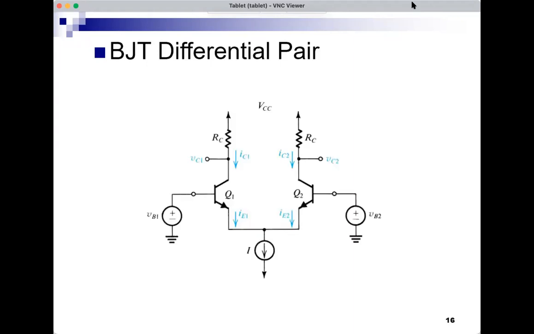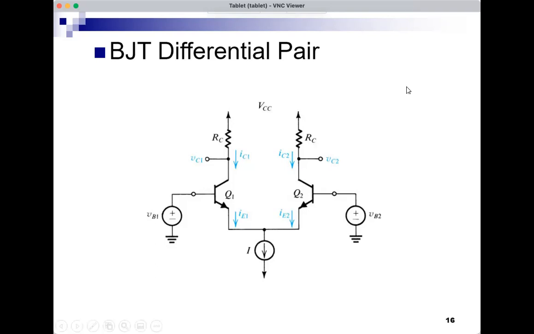We will start today with the BJT differential amplifier or differential pair, which is an implementation of the differential pair that we saw, but now with bipolar transistors instead. So this is the differential amplifier with bipolar instead of MOSFETs. The circuit works almost the same as the MOSFET circuit, with maybe two exceptions, two differences.